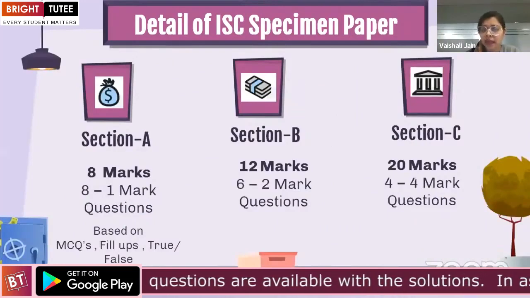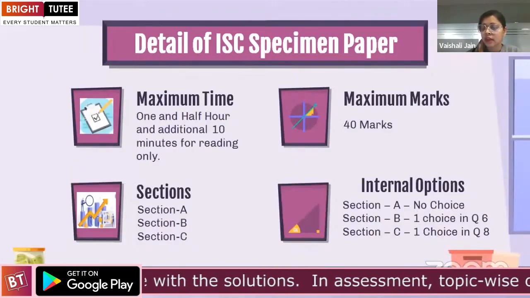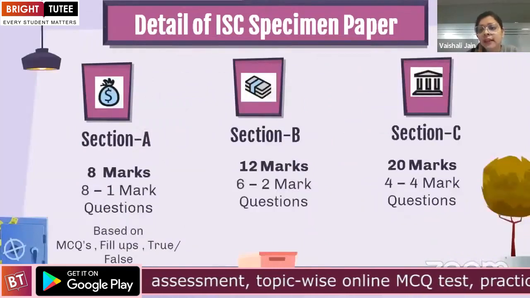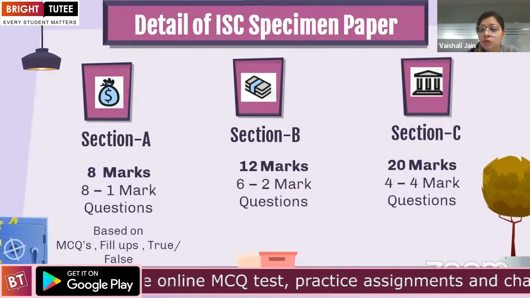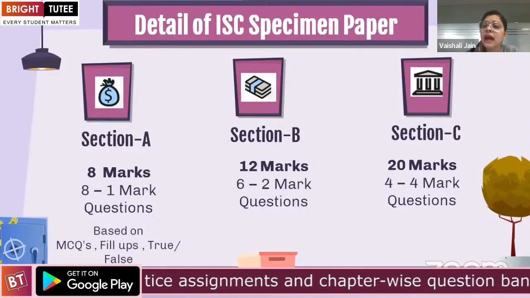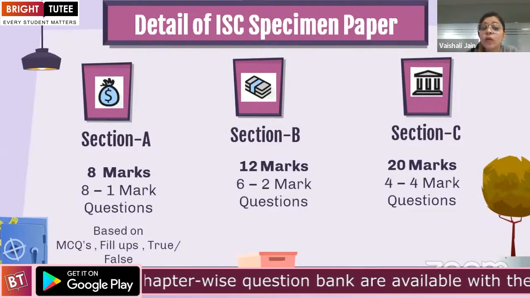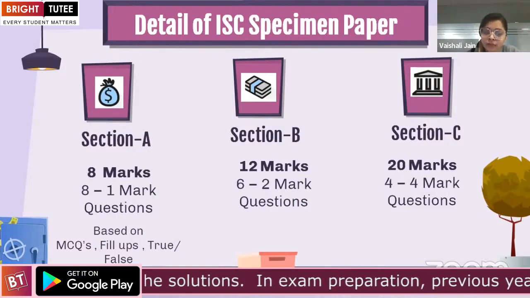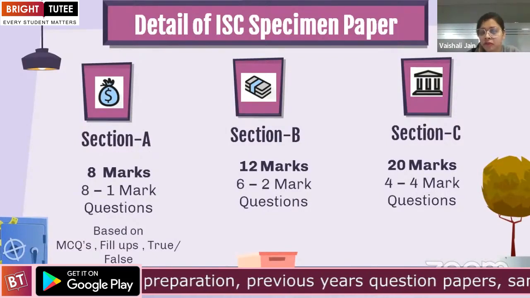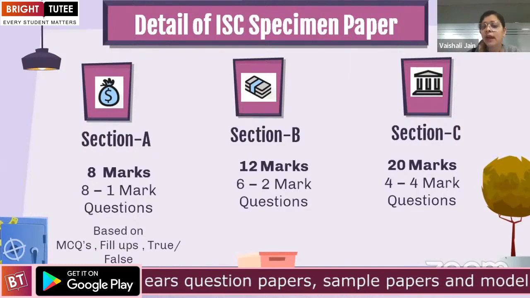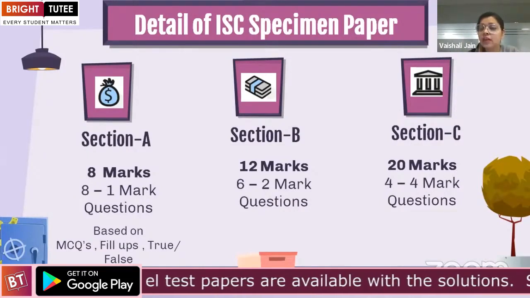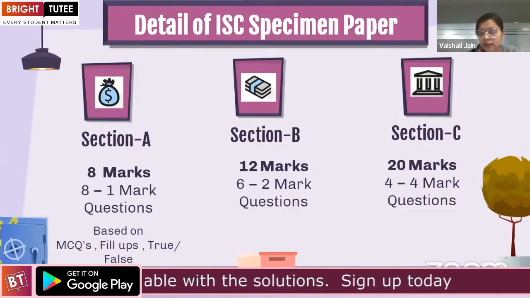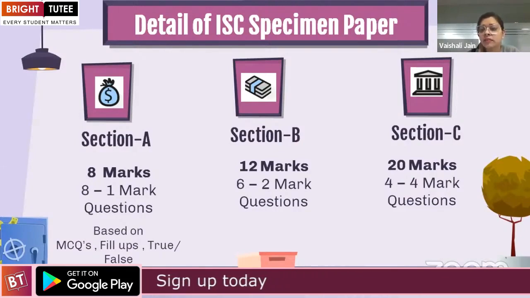So there are 3 sections, section A, B, C. Section A basically comprises question 1, and in that there are 8 subparts of 1 mark each. Those 8 parts are based on MCQs, fill-ups, and true-false. Similarly, in section B, we have 12 marks, 6 questions of 2 marks each, that is 6 into 2, 12. And that is 8 into 1, 8 marks. So sections A and B comprise 20 marks. And then we have 20 marks of 4 marker questions, right?